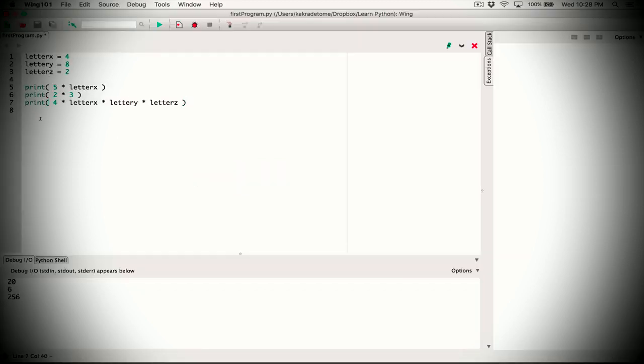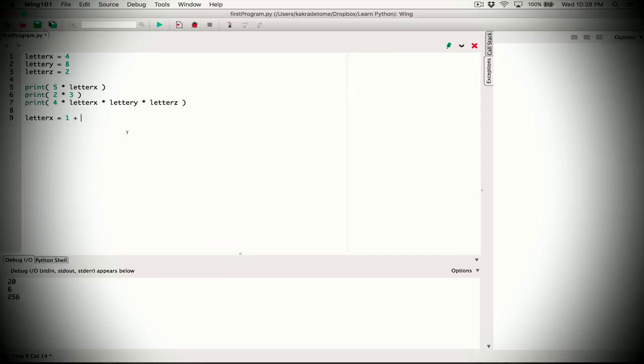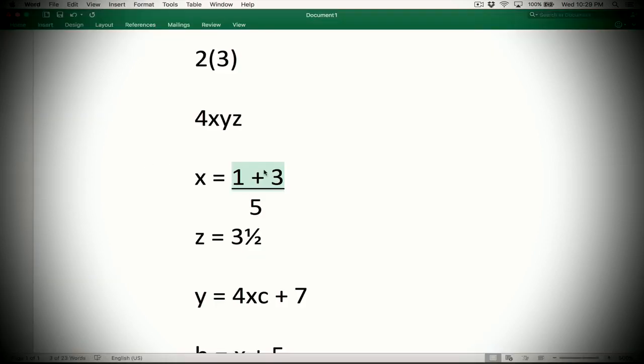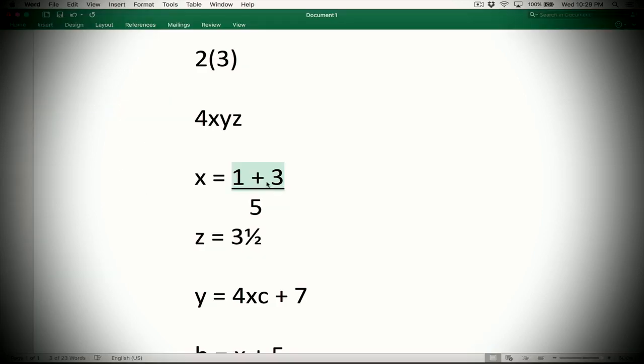So letter x is going to be equal to 1 plus 3, and then we surround it with parentheses because we want that to take effect first, all divided by 5. Something like this. Now we can come down here and print letter x if we want, but this is how we would write it, because we want 1 and 3 to be evaluated first.